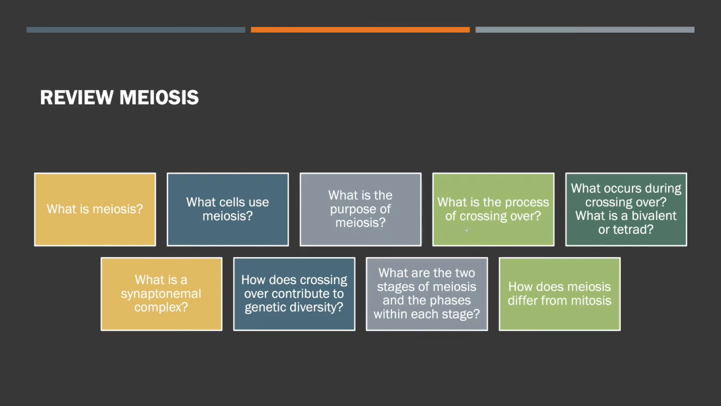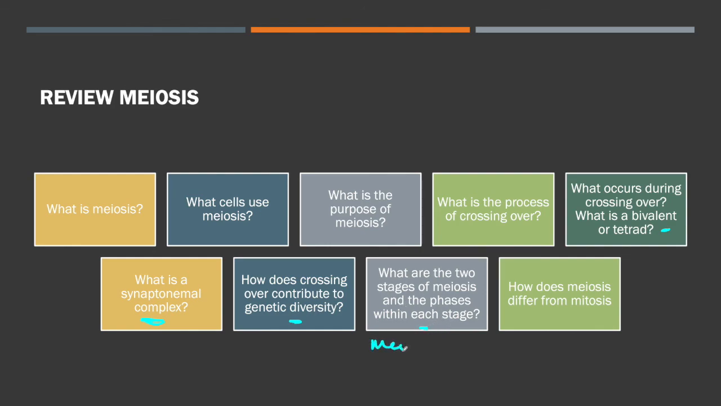What is the process of crossing over? What happens during crossing over? What occurs during this event? What is a bivalent or a tetrad, and why are they important? What happens in a synaptonemal complex? What's occurring here? How does crossing over contribute to genetic diversity? Maybe think about what other parts of meiosis contribute to genetic diversity as well. What are the stages of meiosis and what happens in each of the phases within each stage?